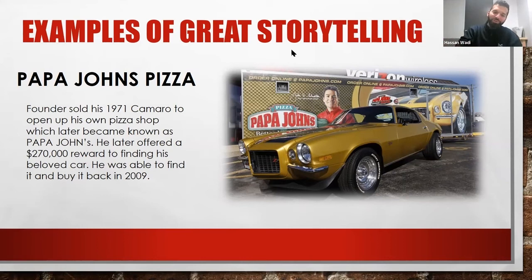He got ripped off, but you know what? He's a millionaire. Who cares? $270,000 he paid for his new car. That guy got him good. But hey, it didn't matter to him because the story was so important. That car had so much meaning. He bought it back. And now if you see Papa John's, when they have their stands, they have this Mustang everywhere. Why? Because the story is connected to it.